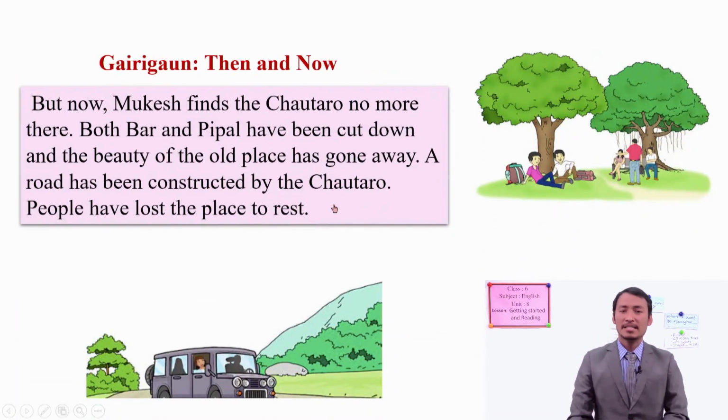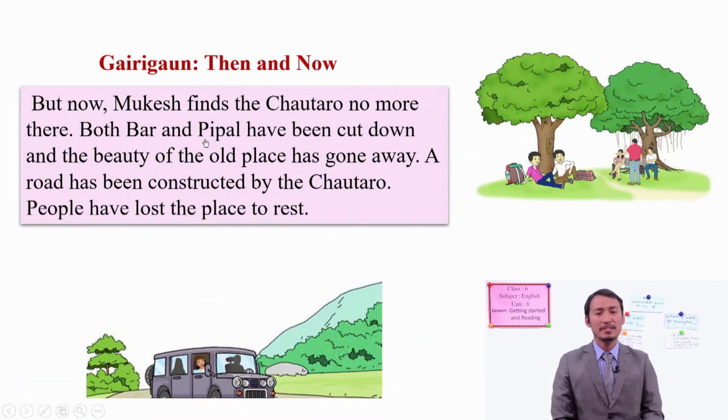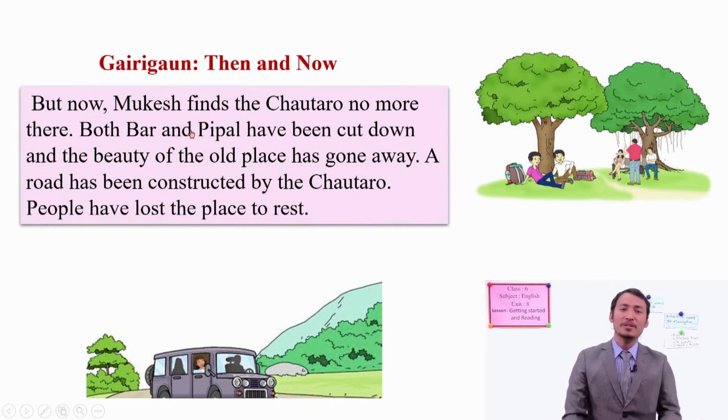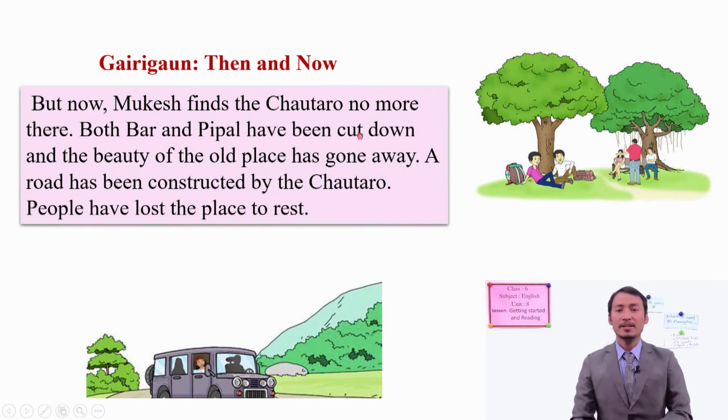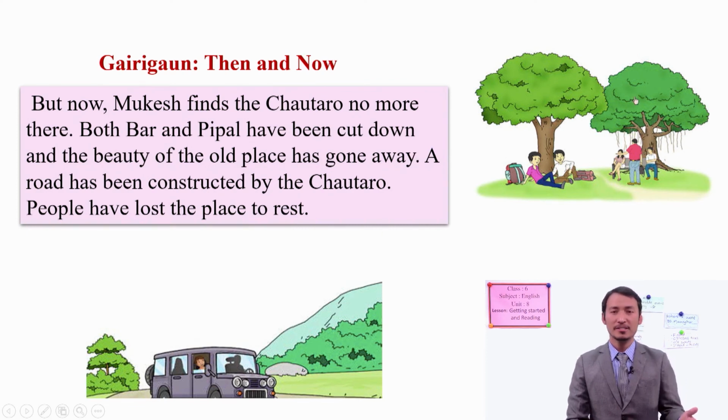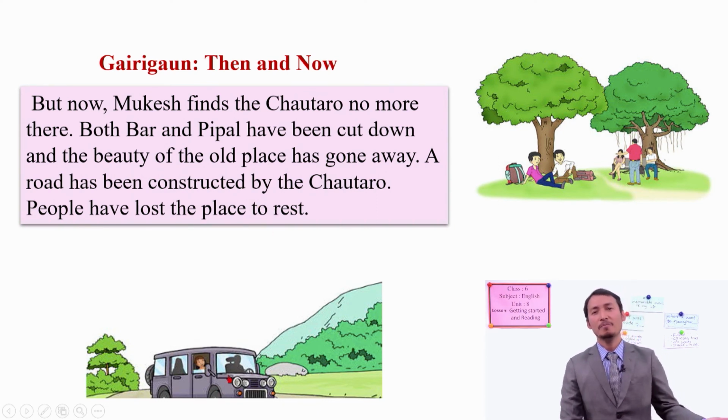Now let's find out the last story, what happens now. But now, Mukesh finds the Chautaro no more. Look here, in this second picture, this Chautaro is no more there. Both Bar and people have been cut down, and the beauty of the old place has gone away. There is no beauty, such beauty like green, big trees with shades and such resting areas. There is nothing. A road has been constructed by the Chautaro. People have lost the place to rest, and people have no place to rest here.